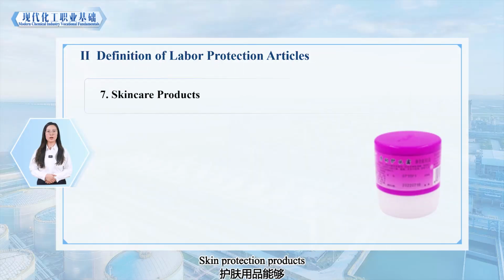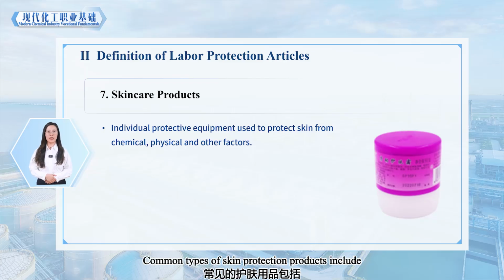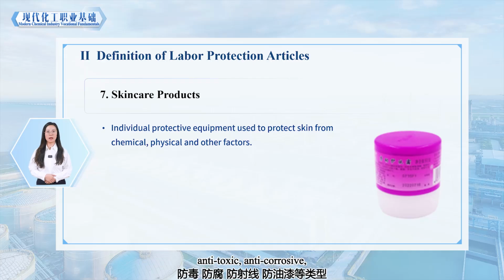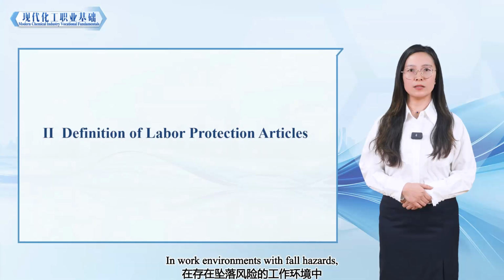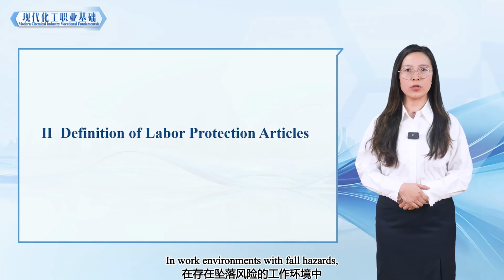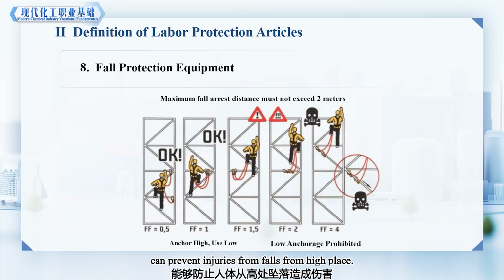Skin protection products help prevent the skin from being harmed by chemical, physical, and other factors. Common types of skin protection products include anti-toxic, anti-corrosive, radiation-resistant, and paint-resistant types. In work environments with fall hazards, fall protection equipment, such as safety nets and safety harnesses, can prevent injuries from falls from high places.